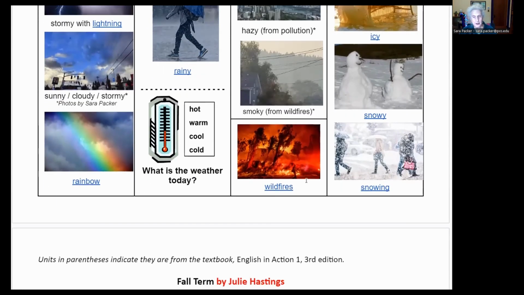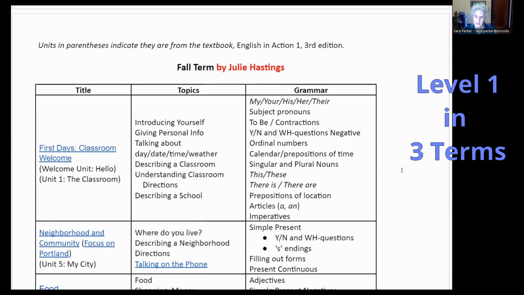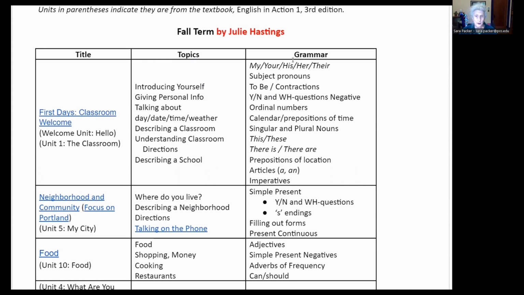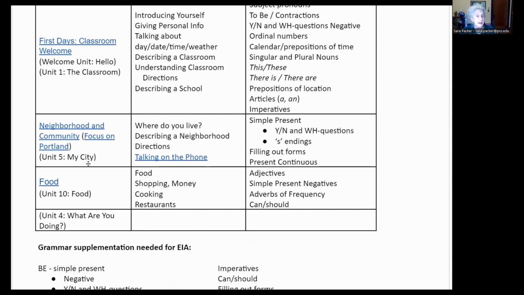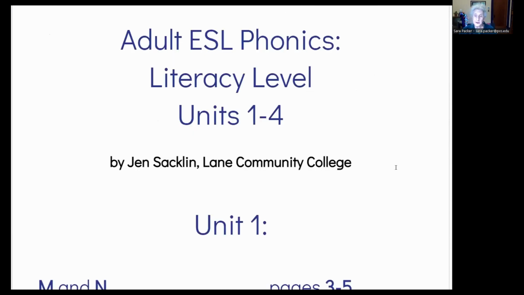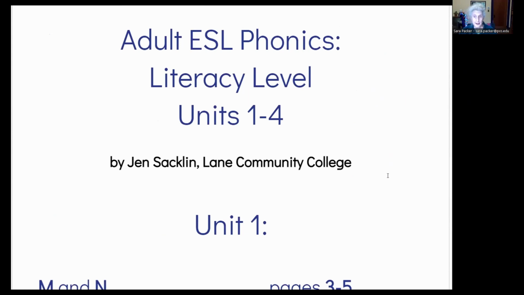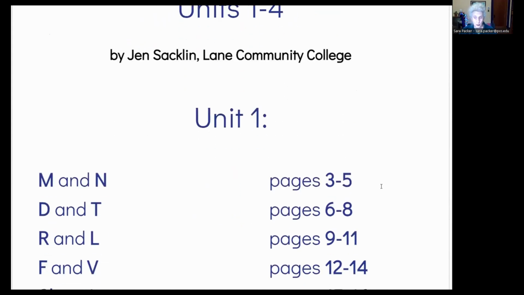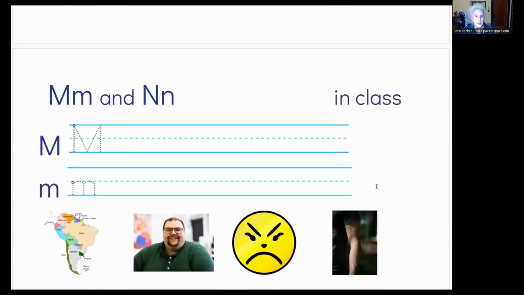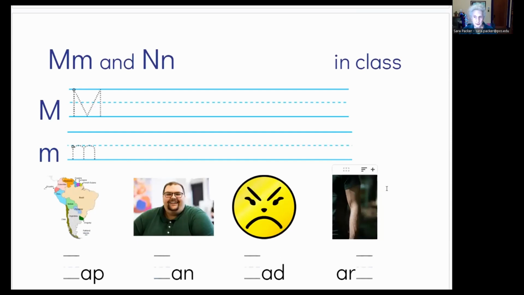This is the first page of a 3-part guide for suggested use of the level 1 curriculum. In the far right corner, the grammar column is pretty much the same for all 3 terms. The far left column gives you options for themes and vocabulary that are different for each term. Finally, this is the literacy workbook found in the supplemental materials. It's actually a 2-book phonics workbook for pre-literate and low literacy students.